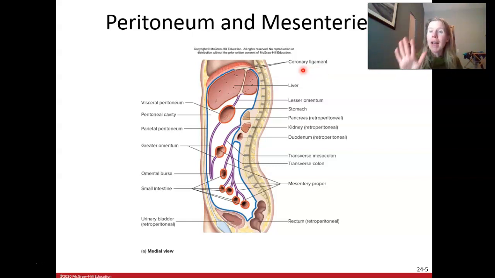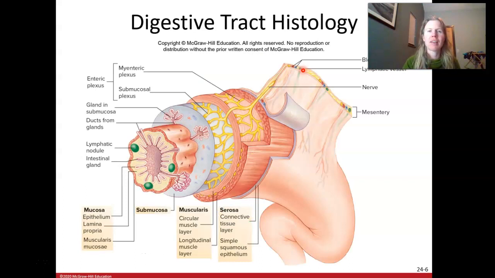Okay, so those are the mesenteries. Okay, when we get the parietal peritoneum and the visceral peritoneum together. Okay. So then we need to look at the histology of the digestive tract.